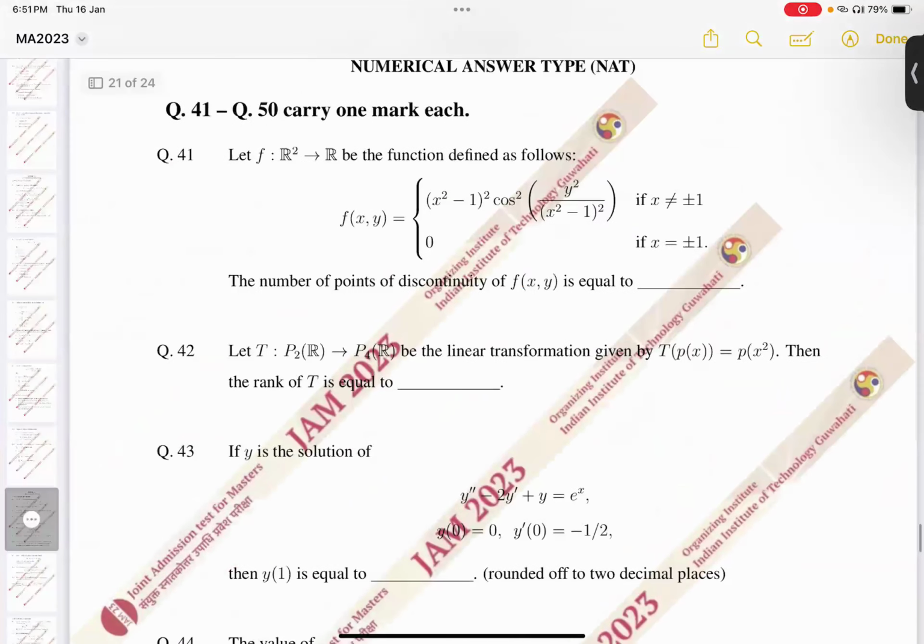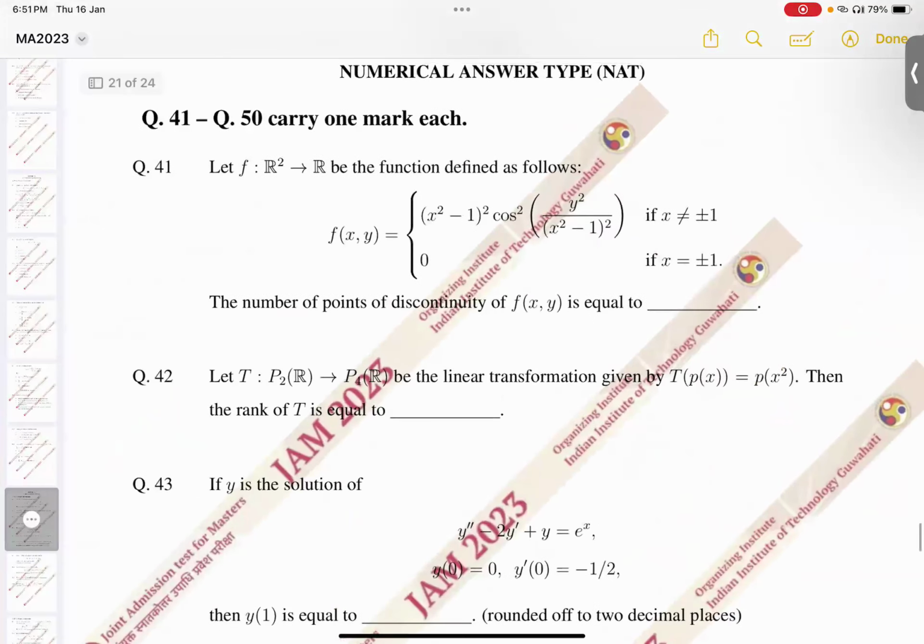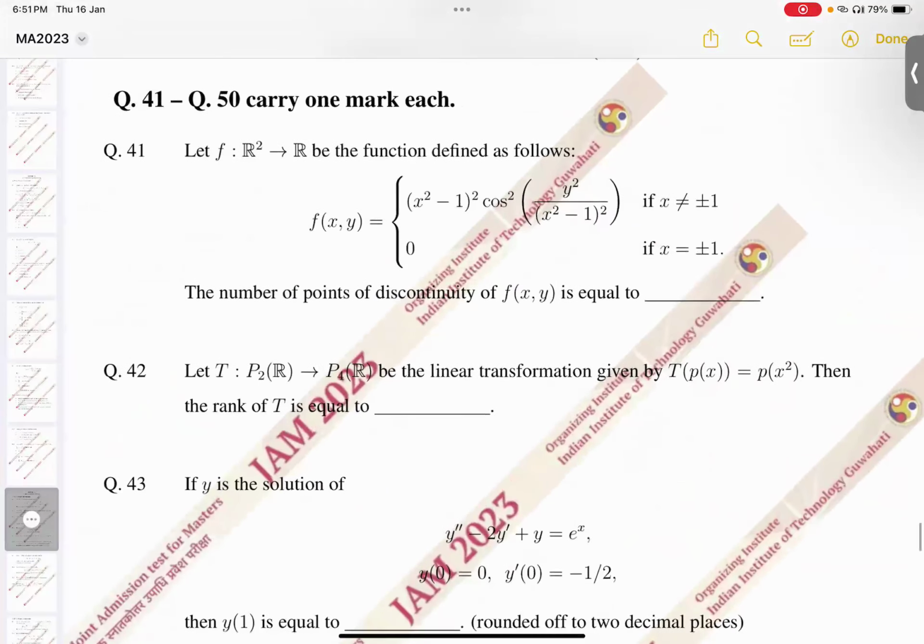Yeah, this is the question. So in 2023, they asked that suppose you have this function (x square minus 1) to the square cos square of y square upon (x square minus 1) to the square, right? For x not equal to plus minus 1. And if x equals plus minus 1, then your function is 0. Now they have asked for how many points the function is discontinuous, right?